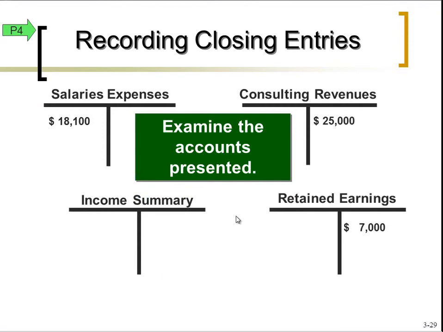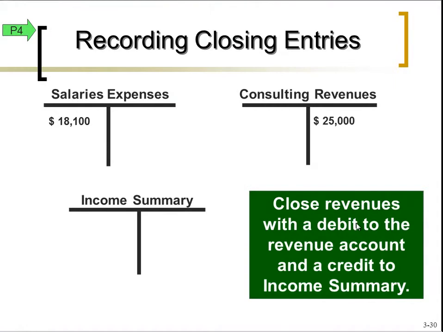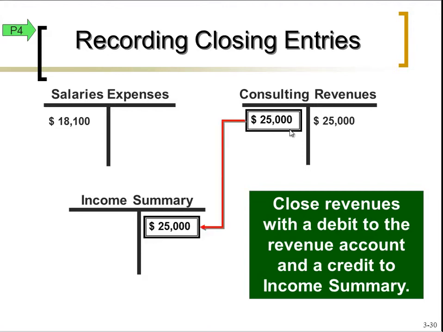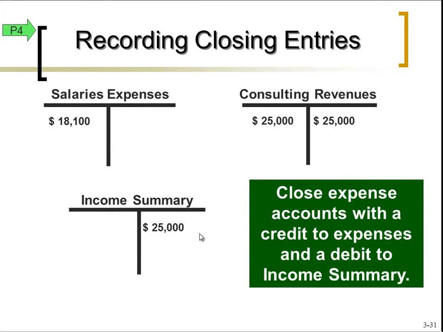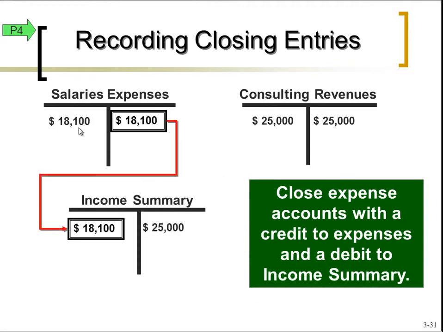So let's take a look at this process and how it would actually work. We have expenses, revenues, income summary has nothing in it yet, and then we have a retained earnings balance. So we're going to close the revenues first. They have a credit balance, so we're going to have to debit them for that same amount to close it out. So we're going to debit revenues, and the credit to that entry goes to income summary. With expenses, they start with a debit balance, so we have to credit them to close it out, and the debit to that entry goes to income summary.